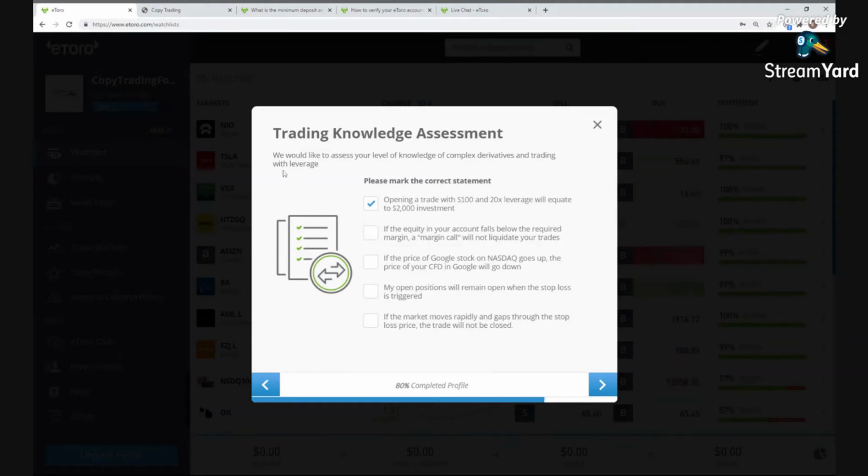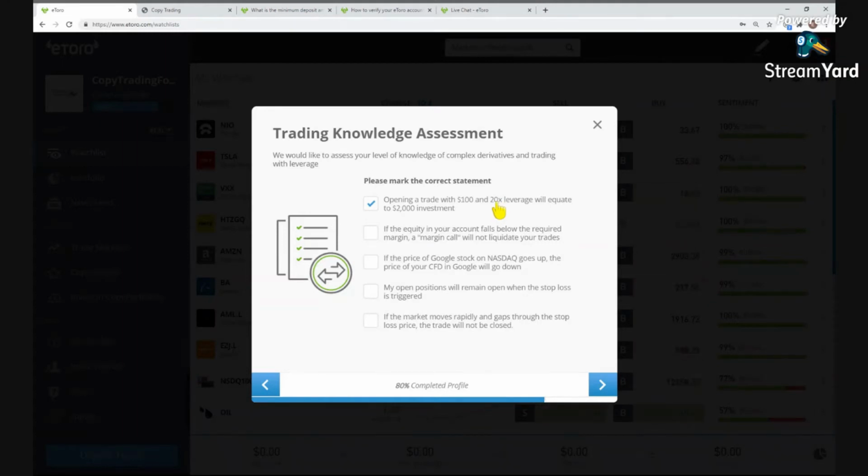So they're asking you a trading question here. We would like to assess your knowledge of complex derivatives and trading with leverage. Mark the correct statement. Opening a trade with $100 with 20 leverage will equate to $2,000. As I said before, this is the correct answer because if you do your investment of 100 and you want 20 times leverage, that would be 2,000. So you're lending that 1,900 off the exchange to buy a bigger investment, but also you can lose that 20 times the loss.